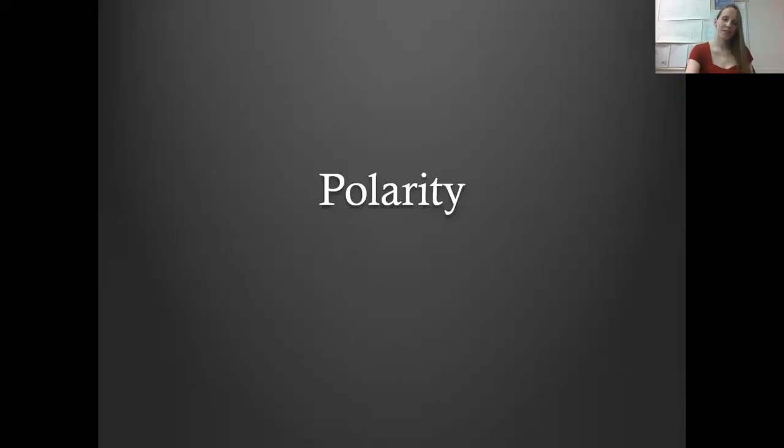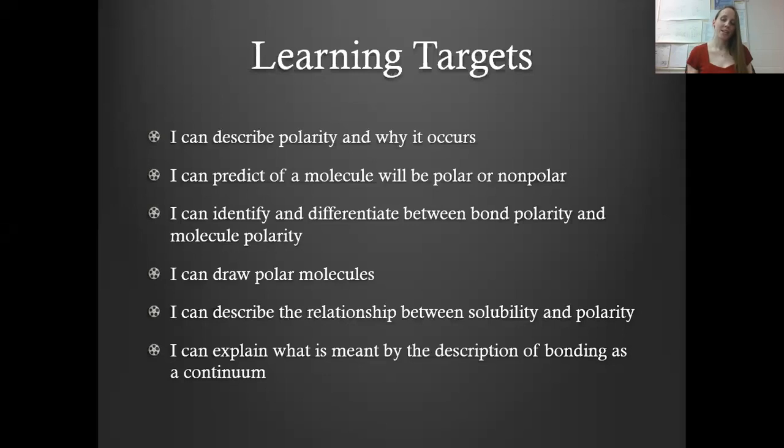Hey guys, so in the last lesson we talked about how we can determine the shapes of different molecules. Today we're going to be applying that knowledge to determine whether or not molecules are polar. So when we're talking about polarity, you need to know what it is and why it happens. You also have to be able to predict whether a molecule is polar or non-polar, given nothing but its name or formula, which means that you first have to be able to draw that molecule and then based on the drawing and its shape, determine whether the molecule is polar or not.